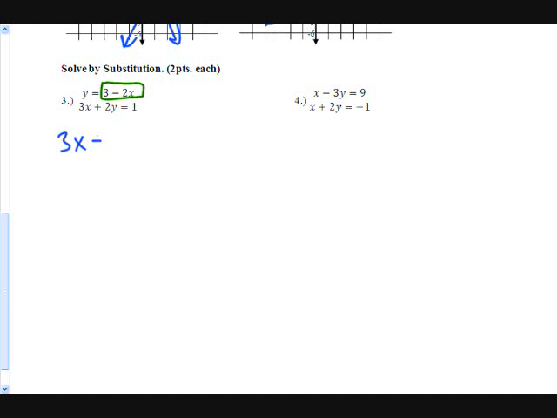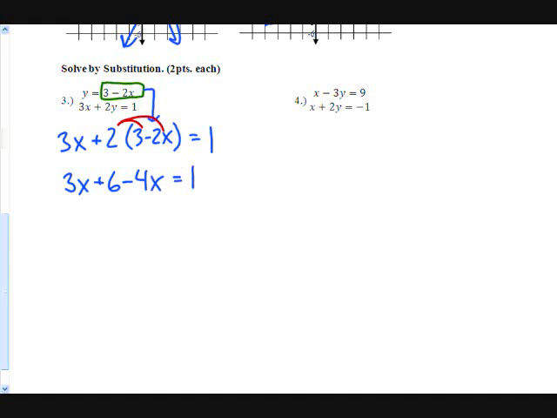I've got 3x plus 2y equals 1. But instead of y, I'm going to plug in what y is equal to, which is the 3 minus 2x. The effect that has is it gives me one variable in this equation, just x's. So now I'm going to solve. I distribute the 2. Remember, always simplify and then solve. So I've got 3x plus 6 minus 4x equals 1.